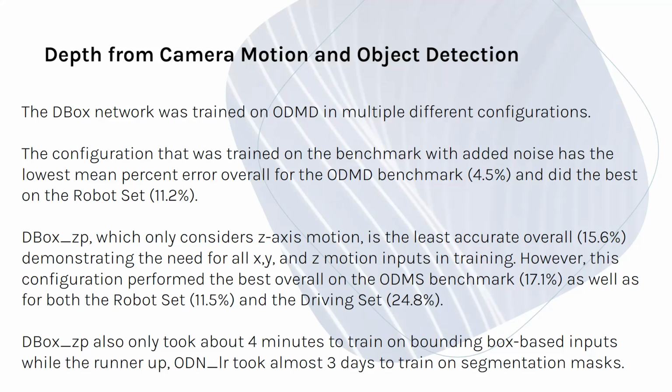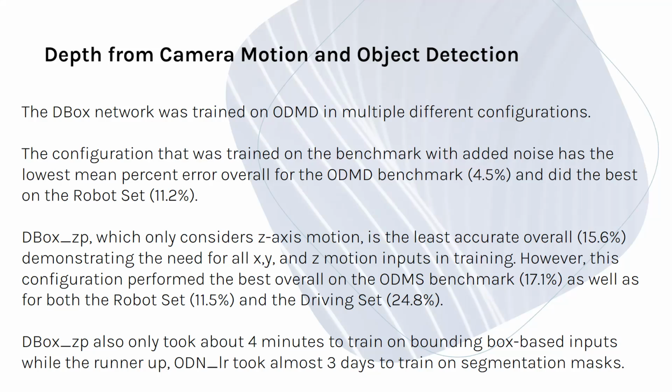DBox ZP, which only considers z-axis motion, is the least accurate overall at 15.6% error, demonstrating the need for all X, Y, and Z motion inputs in training. However, this configuration performed the best overall on the ODMS benchmark, as well as for both the robot set and the driving set.